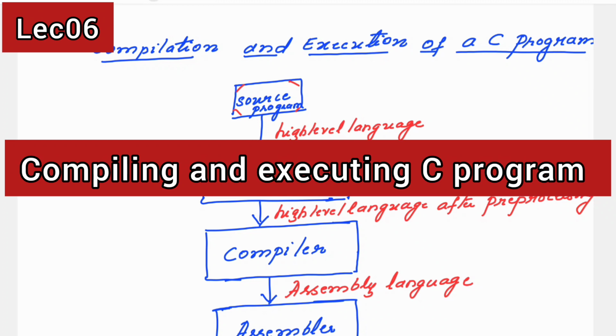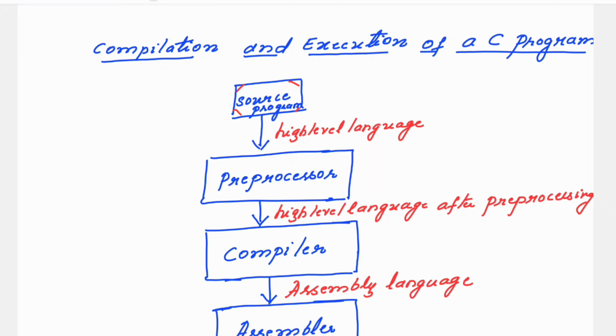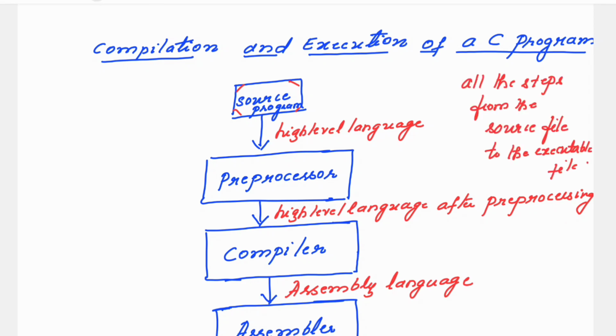Today's topic of discussion is on compilation and execution of a C program. So basically this topic is dealing with the different steps that are getting involved right from the source file to an executable file. So these steps I have shown with the flow diagram here.